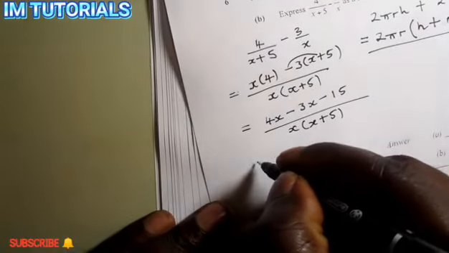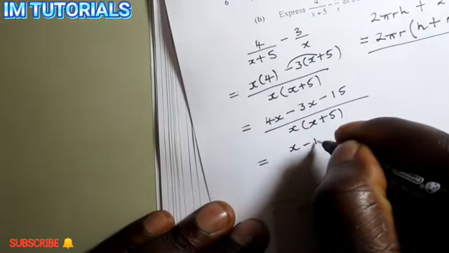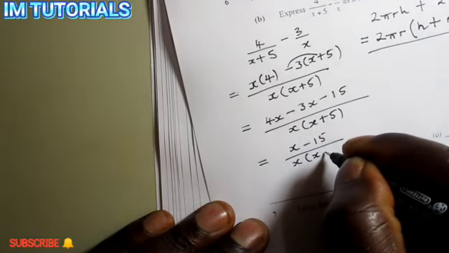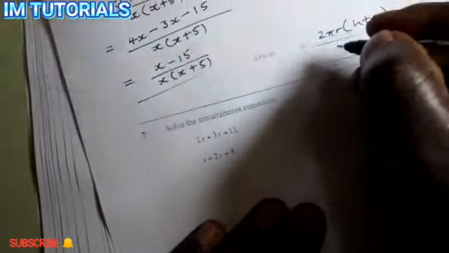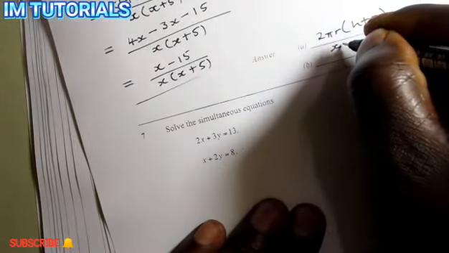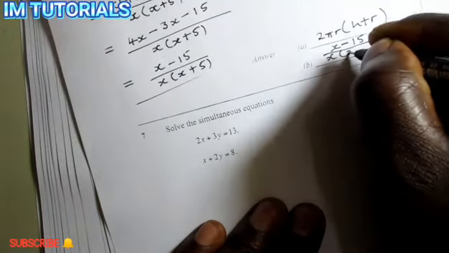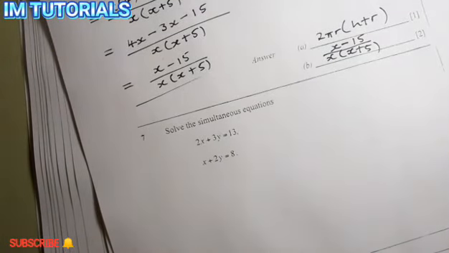Right, so 4x minus 3x, what do you get? You get x. Minus 15, right? Divided by x, open bracket, x plus 5. And this is your final answer. So I'm going to write it in this given space. X minus 15 divided by x, open bracket, x plus 5. Then you are home and dry. I hope you are following class.